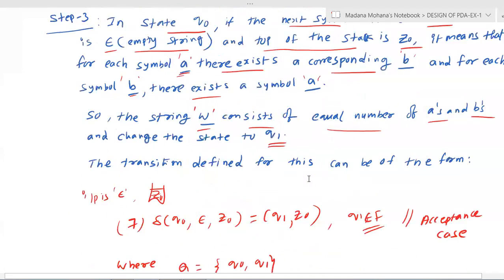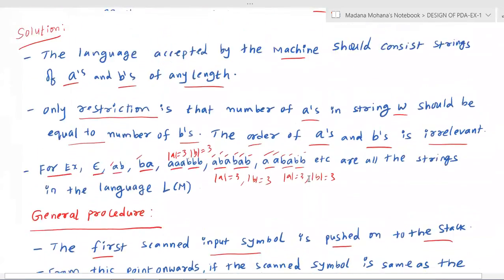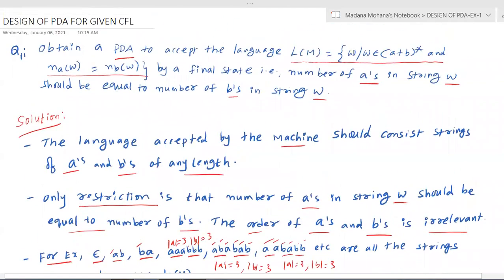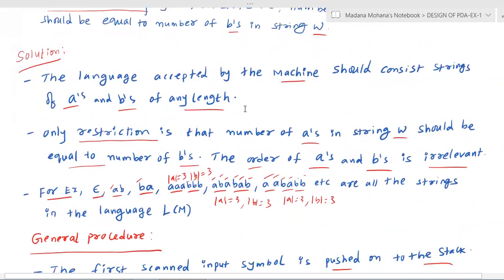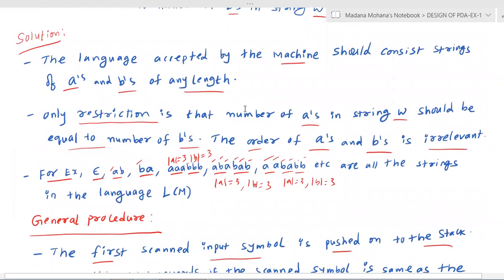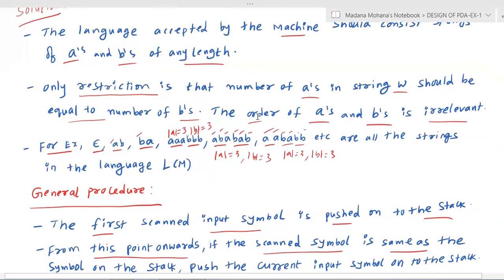Now let us review once. Here is the given language L of M equals W such that W belongs to (A plus B) whole closure and the number of A's in string W is equal to the number of B's in string W. So by the nature of the language, it contains equal numbers of A's and B's of any length. The only restriction is that the number of A's in string W should be equal to the number of B's. The order of A's and B's is irrelevant.